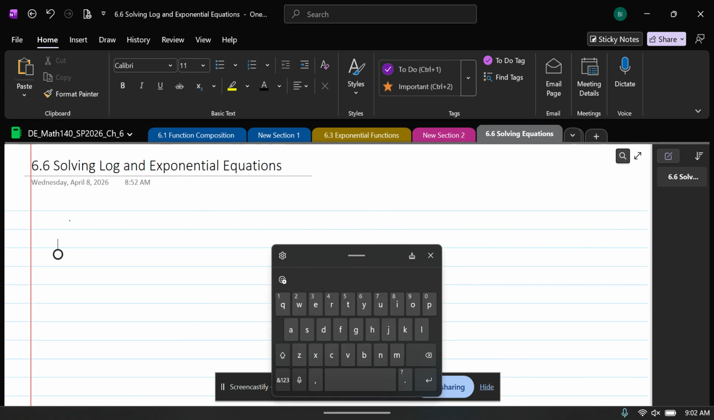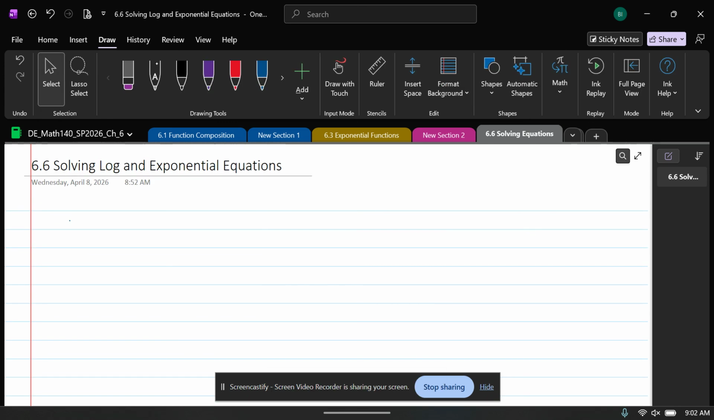So let's just start with those. That's the best ones to start with because they're the most restrictive. So let's take 2 log base 5 of x is equal to log base 5 of 9.